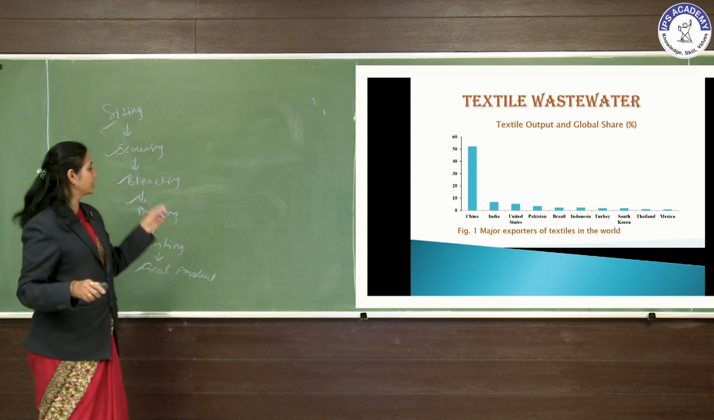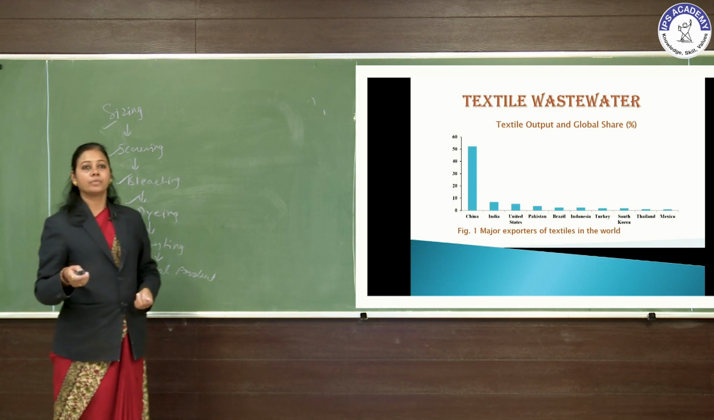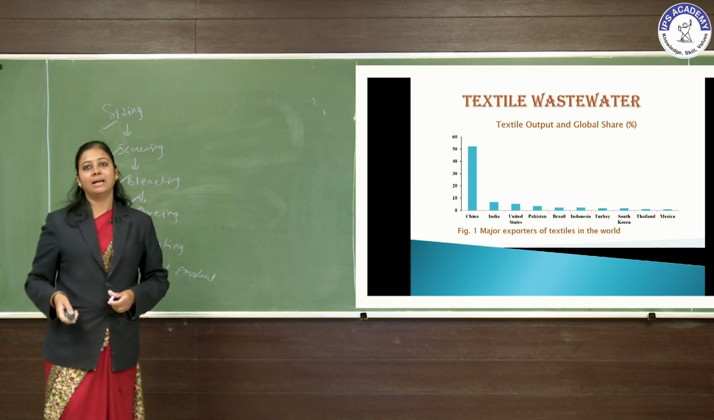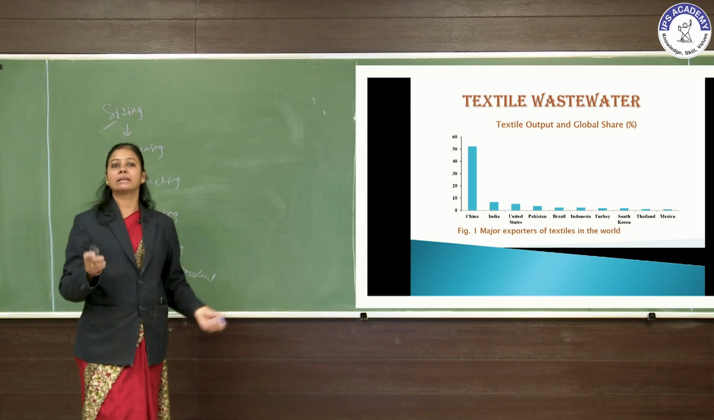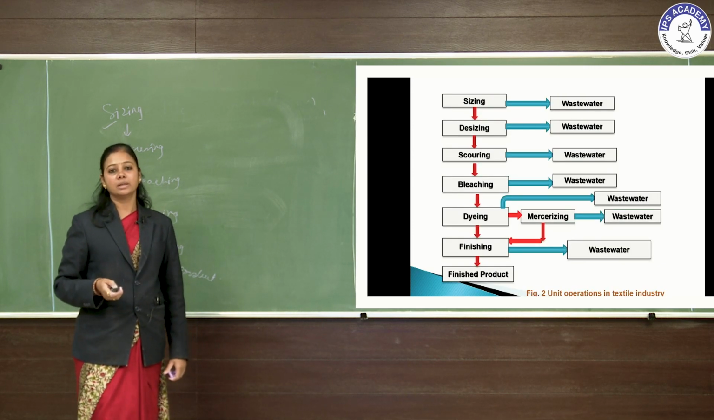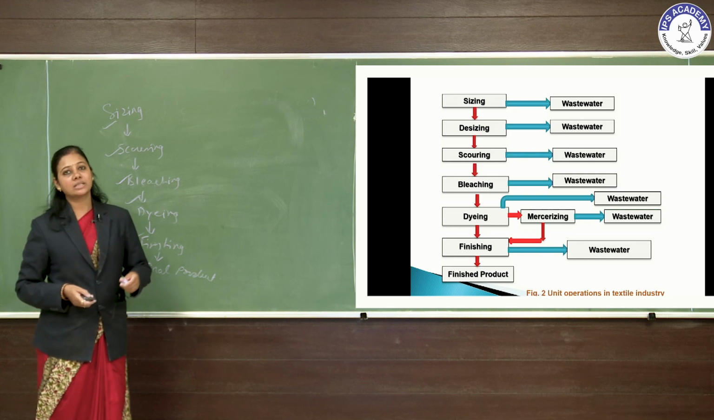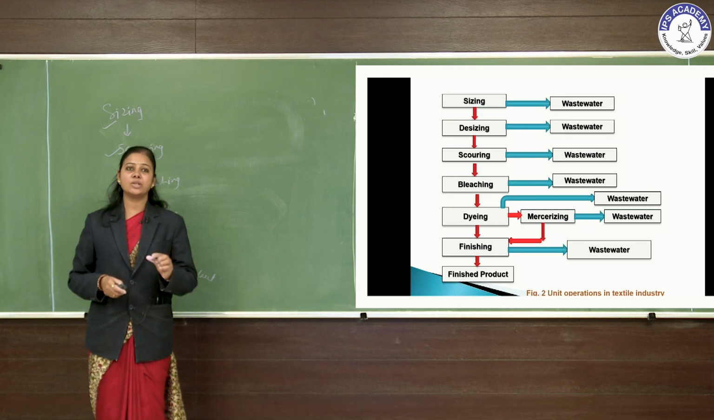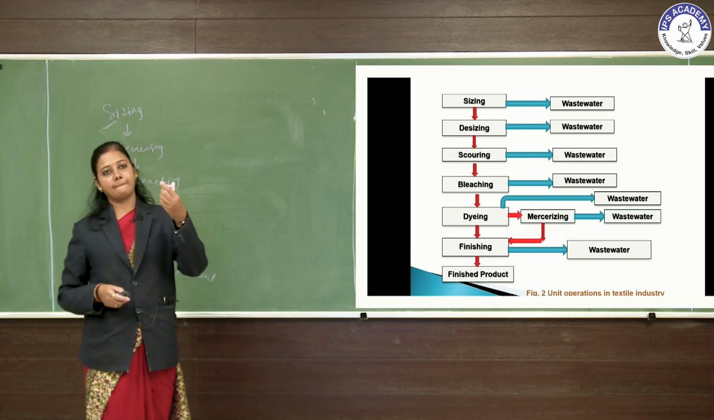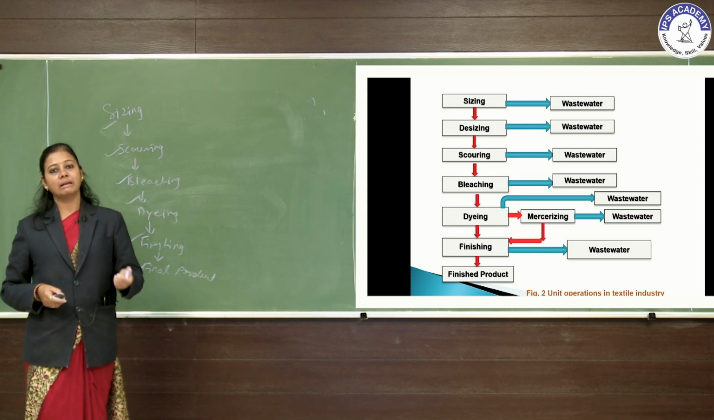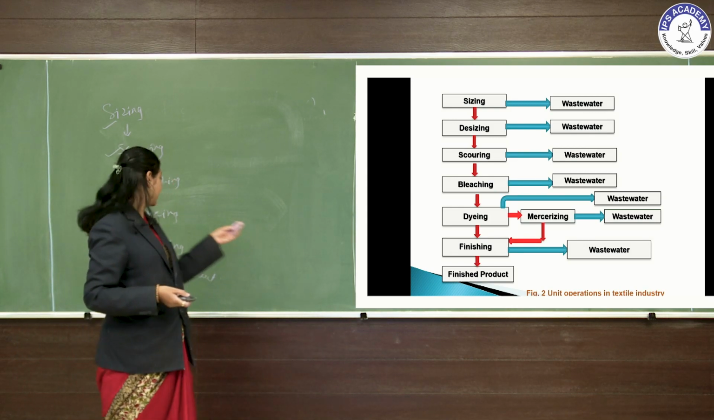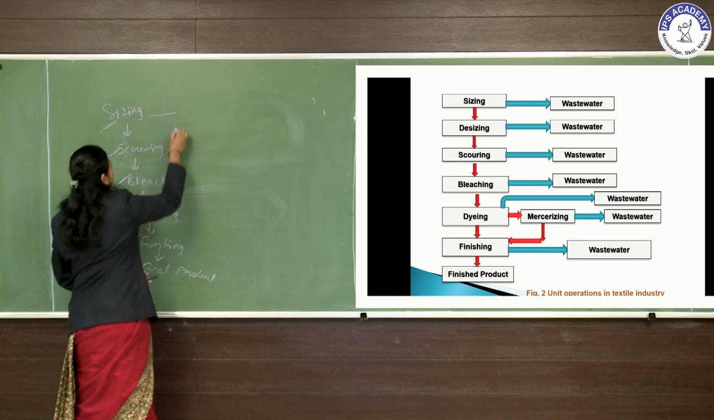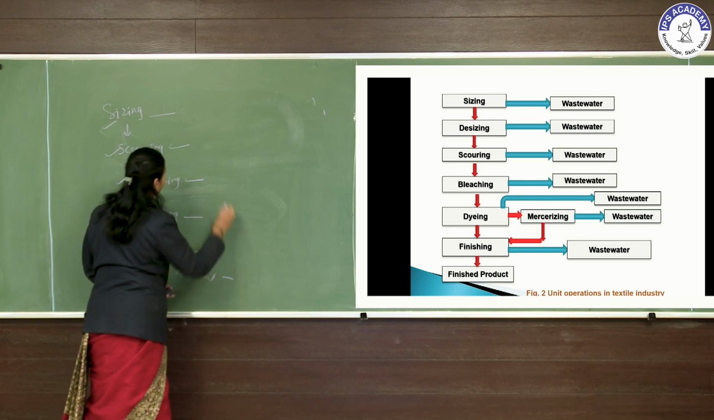This slide now presents that India is the second largest producer of textile. This slide presents the number of unit operations carried out in the textile industries, where each and every step utilizes water as a raw material, like sizing, desizing, scouring, bleaching, finishing, and ultimately the final product. From each and every step there will be a huge generation of wastewater.